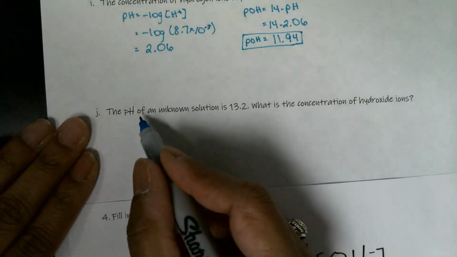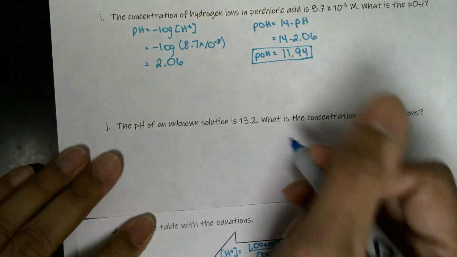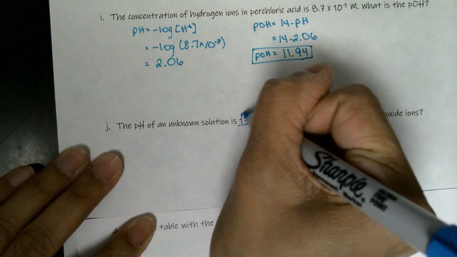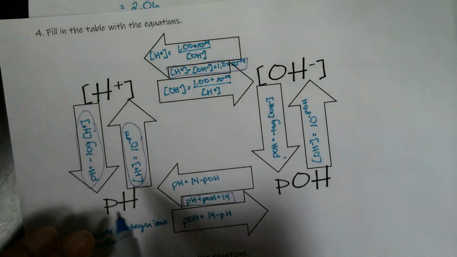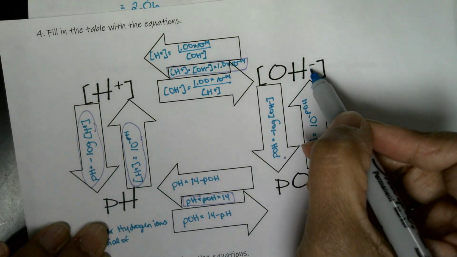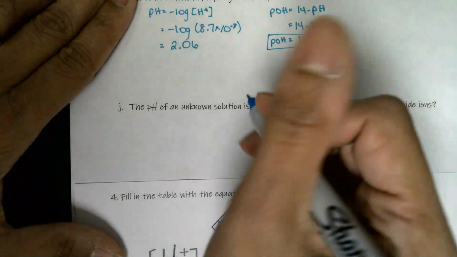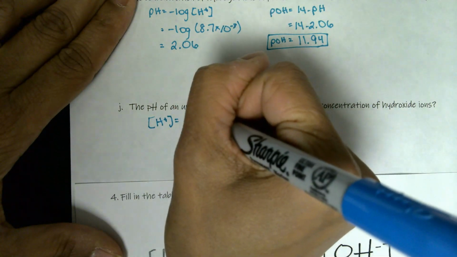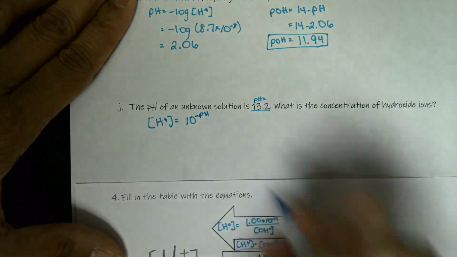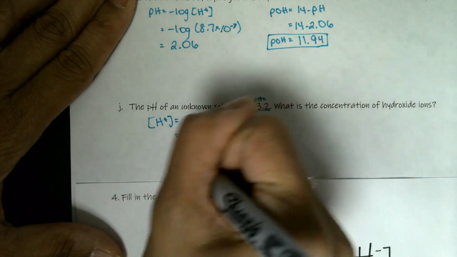And my last little one here: the pH of an unknown solution is 13.2. What is the concentration of hydroxide ions? So I am here and need to get to there. Let's go this path, just because I feel like it. It has no rhyme or reason which one you choose. My concentration of H plus is equal to 10 to the negative pH, so this is equal to 10 to the negative 13.2.